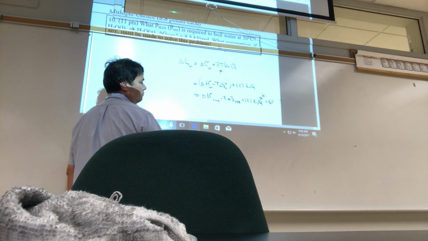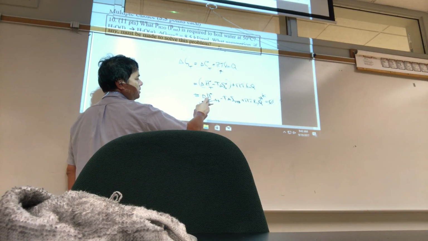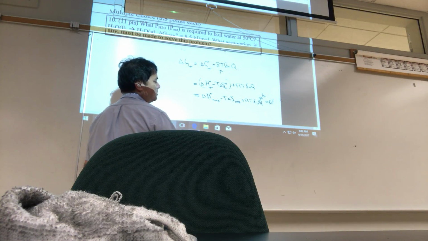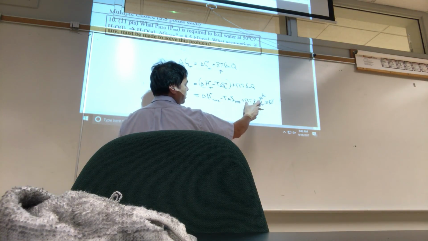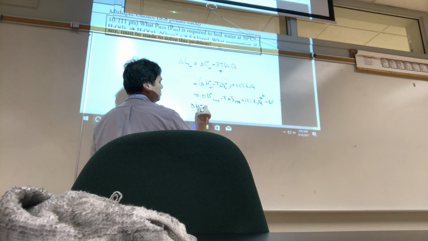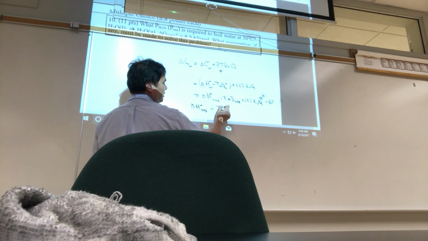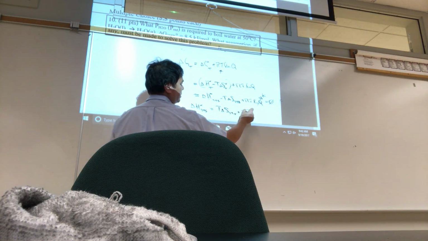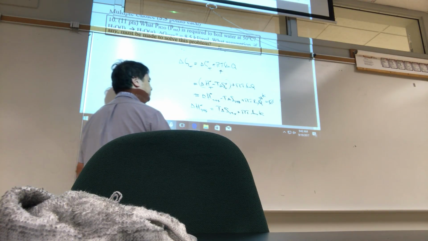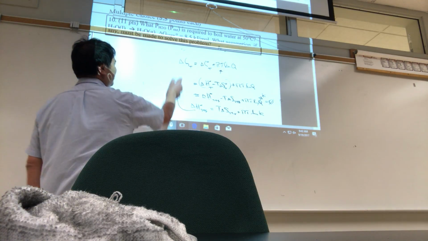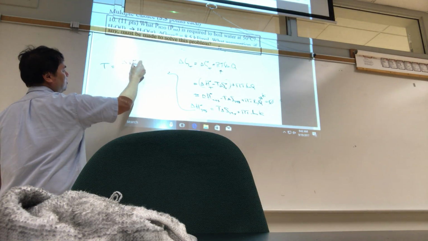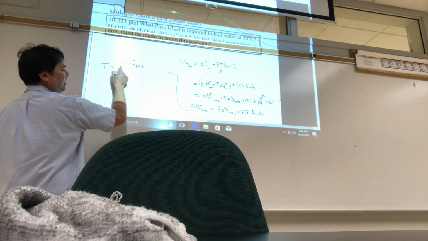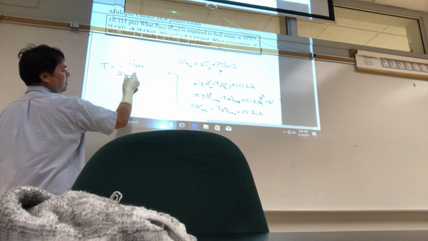And then what we can do is subtract, or add this to both sides, or do something to rearrange this. Probably what I'll do is add this and subtract that on both sides. So what I'll get is delta H naught at 298 is equal to T delta S naught at 298 plus RT ln K. And then just solve this for T. If I solve this for T, we just factor out a T there. We just get delta H naught at 298 divided by delta S naught at 298.